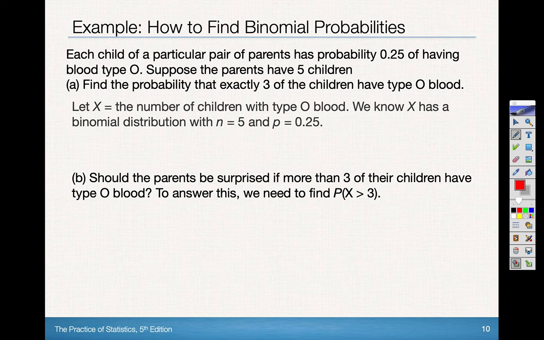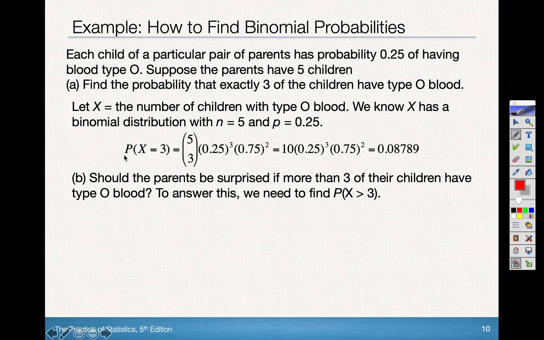Piece of cake. Formula says, let X be the number of children with type O blood. Identify the variable. X has a binomial distribution with n equals 5, p of 0.25. If I want the successes to be exactly 3, meaning the random variable takes 3 successes, it's 5 choose 3, success cubed, failure squared. That is great. I will stop. I will show you how in the calculator we can do this as well.